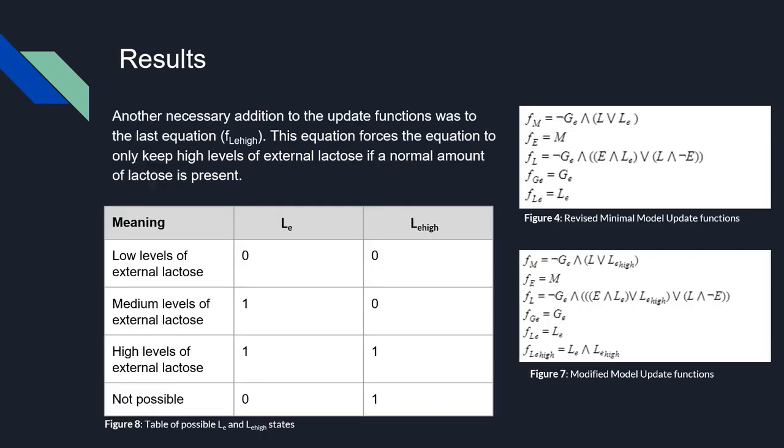With the addition of the variable to keep track of high levels of external lactose, there's a state that is possible where external lactose is equal to 0 and high levels of external lactose is equal to 1. This does not correspond to any true state, so in order to remove this state, the update function for high levels of external lactose is modified so that high levels of external lactose will exist in the next time step if external lactose and high levels of external lactose are both present now.